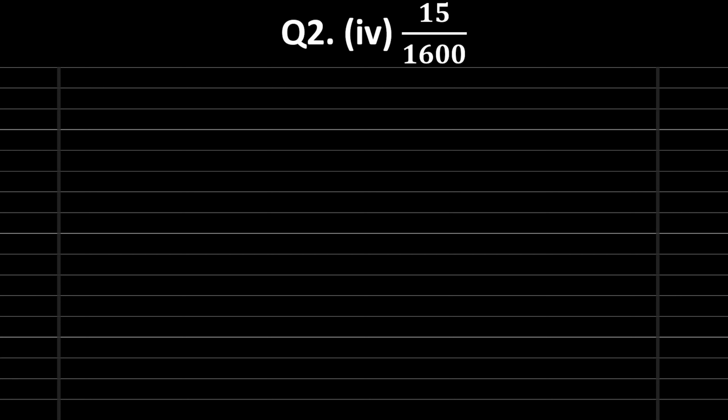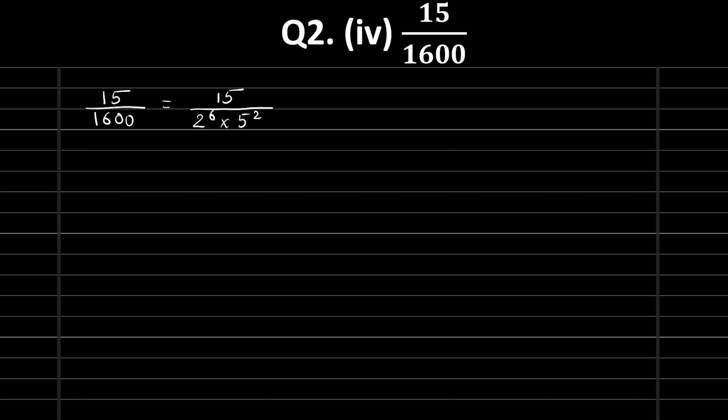This is the fourth subpart of question number 2. 15 upon 1600. So we can write down 15 upon the prime factorization of 1600, which will have 2 raised to 6 into 5 raised to 2, and in the numerator we have 15. Now observe very carefully, we have 2 raised to 6 into 5 raised to 2. Among them the largest exponent is of 2, right? It is 6. So therefore we will make sure that we make the exponent of 5 also as 6.